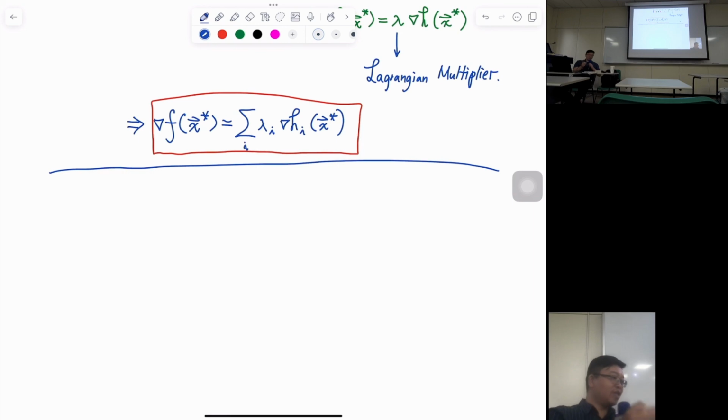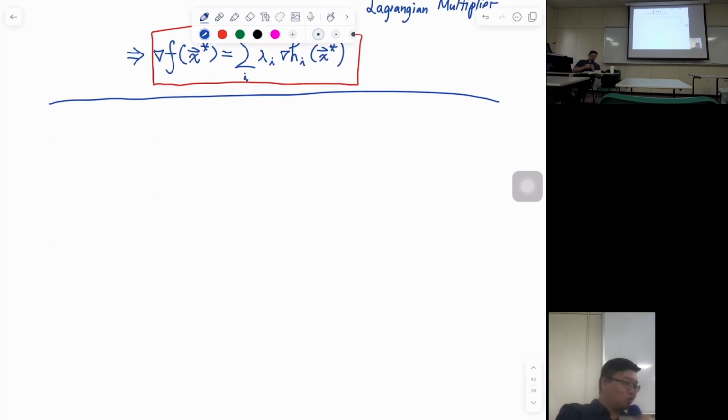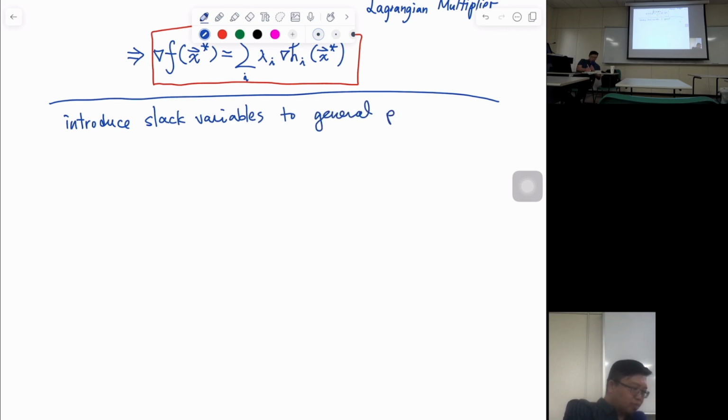Now, back to the problem with inequality constraints. One way to make the general problem easy to handle is to introduce slack variables. When we introduce slack variables, our inequality constraints become equality constraints, and we already have this equation for equality constraints. So adding slack variables is a good way to work. So, introduce slack variables to the general problem, basically with the g functions.